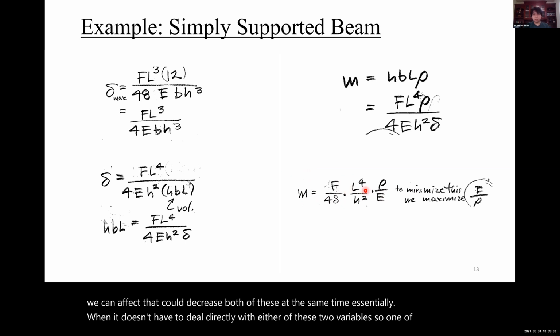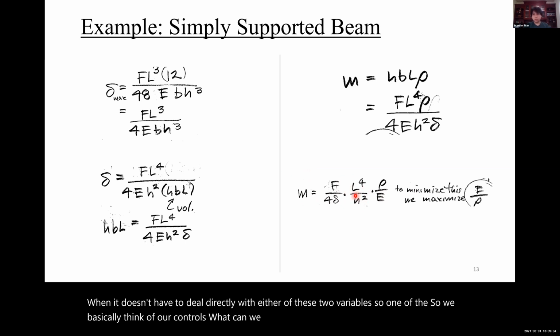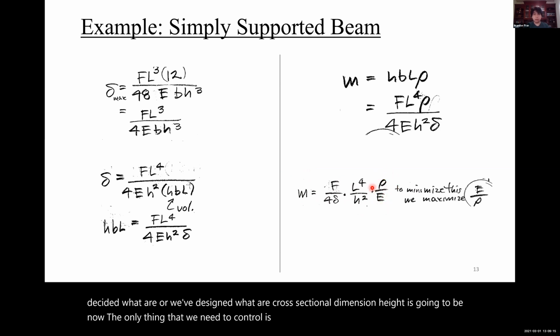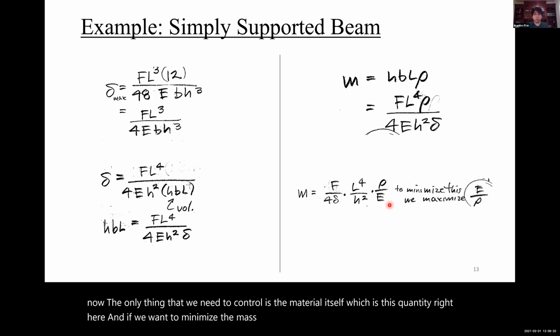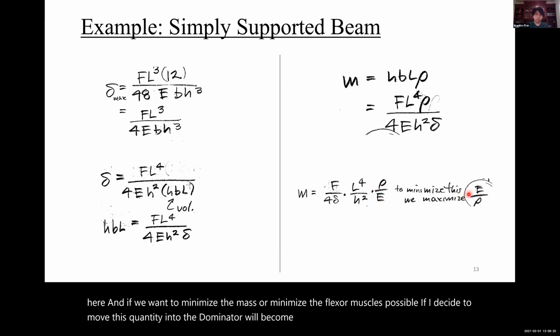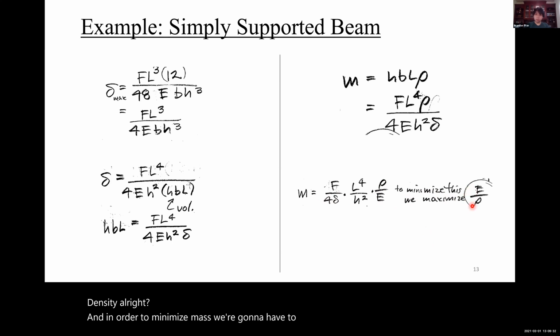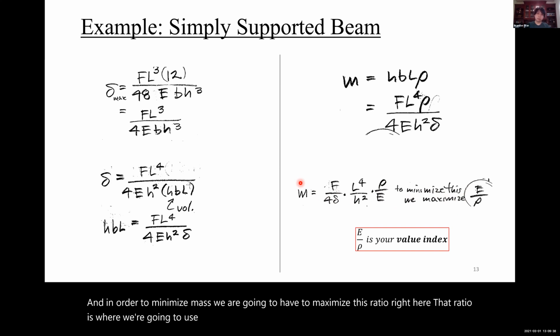So we think of our controls. What can we control? Let's assume we've designed what our cross-sectional dimension height is going to be. Now the only thing we need to control is the material itself, which is this quantity right here. If we want to minimize the mass or the deflection as much as possible, and I move this quantity into the denominator, it becomes something like stiffness divided by density. In order to minimize mass, we have to maximize this ratio right here. That ratio is what we're going to use as our value index.